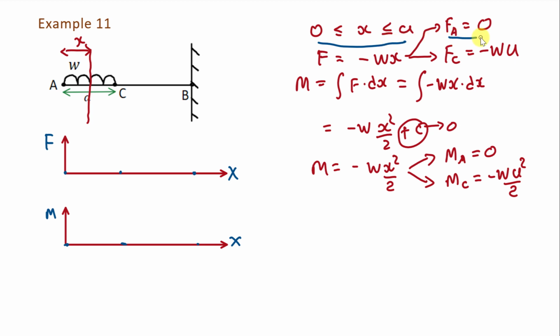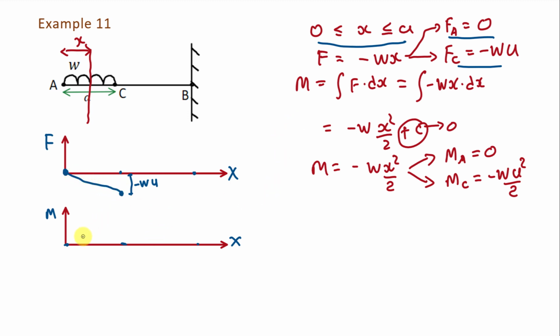So here we have those 2 values. At point A, value of shear force is 0. So here we have this point, and at point C, value of shear force is minus Wa. So at this point, it will be in this direction, because it is negative, let's say somewhere here. And here this distance is minus Wa. So we will join these 2 points by a straight line.